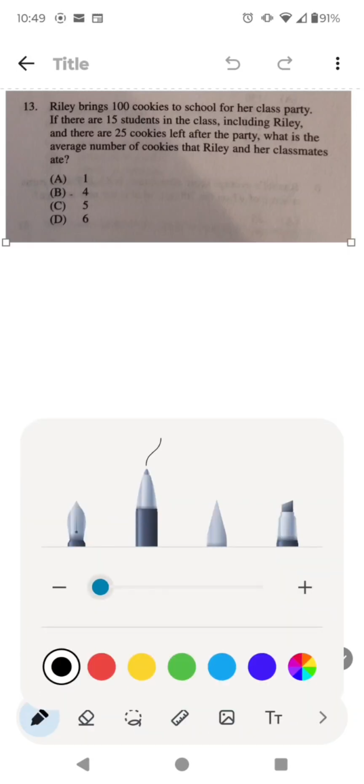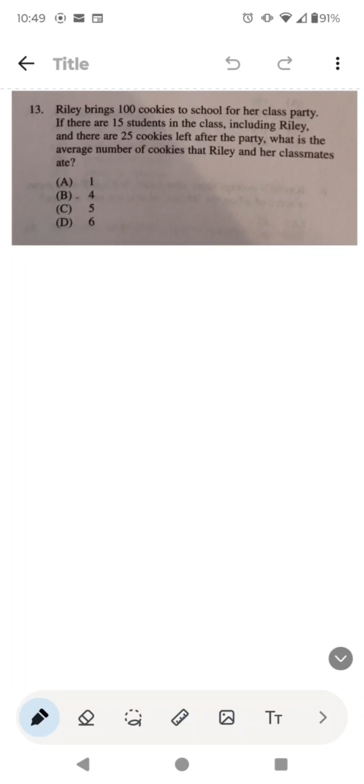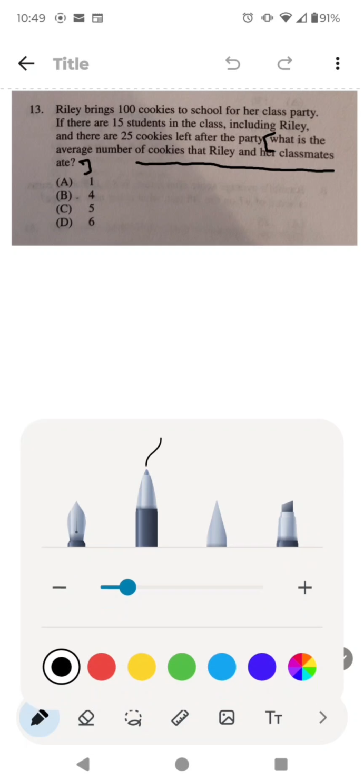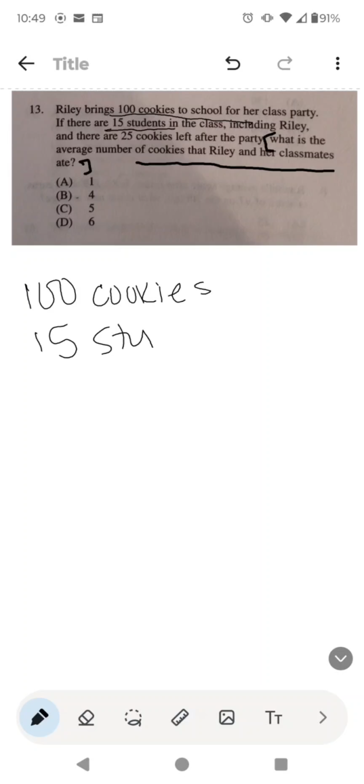I like to always just immediately go and focus on that question part. So what is the average number of cookies that Riley and her classmates ate? Let's go back and figure out what they said about cookies. She brings 100 cookies to school for a party. So there we know we have 100 cookies total. It tells us there are 15 students in the class, including Riley, so not 16. There are 25 cookies left after the party. So 25 are left over, which means those did not get eaten.